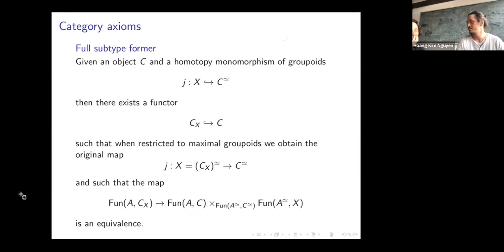So it's almost 90 minutes. I have a question. When you say homotopy monomorphism, is that different from a monomorphism that you have defined before? No, I always meant homotopy monomorphisms, and in some slides I forgot to write it down, but monomorphism was always meant to be homotopy monomorphism. Yes. It's just, you could write monomorphisms of groupoid J from X to C. Okay, so subtype former.